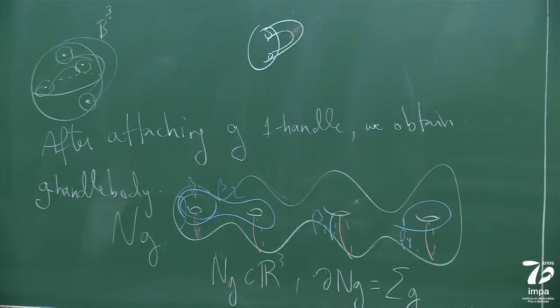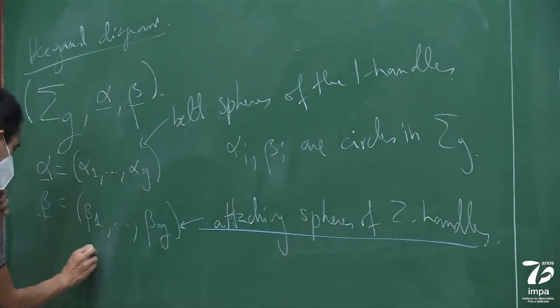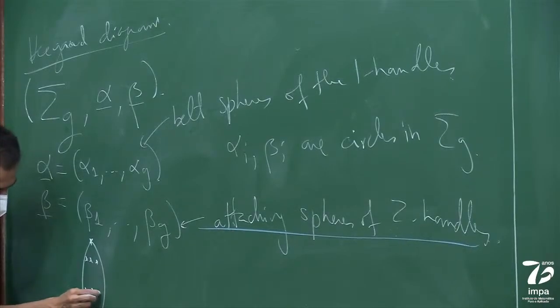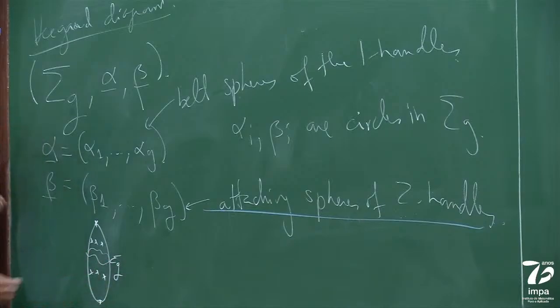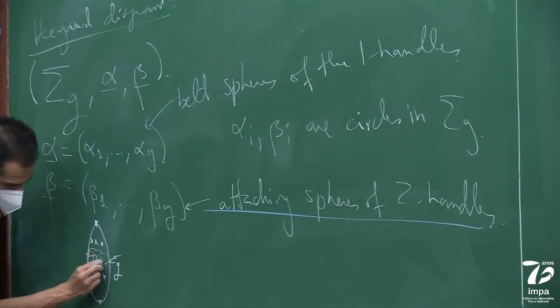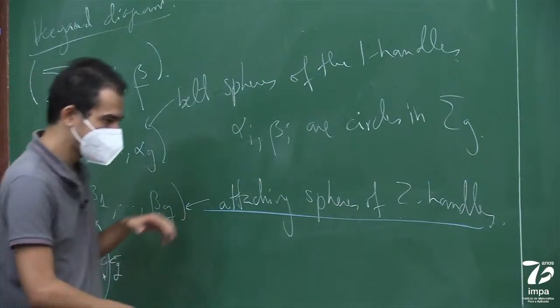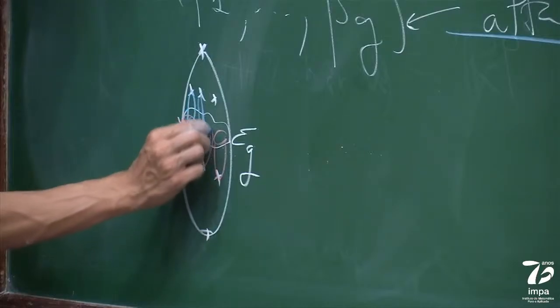Okay, and so in a way, what this description is giving you is the following. You can think of your Morse function like this, and you have your index 2 and your index 1 critical points, and then your surface is right here. It's the pre-image of something in between 1 and 2. The alpha circles are the intersection with the surface of the ascending, or stable, manifold of the index 1 critical points. And the beta circles are the intersection of the descending, or unstable, manifolds of the index 2 critical points.